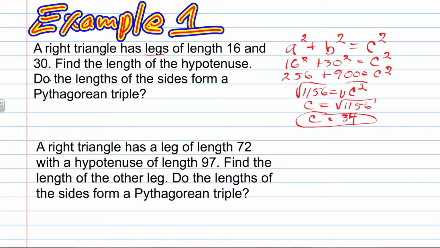Now to answer the question, do the lengths of the sides form a Pythagorean triple? In fact, they do form a Pythagorean triple because we started with two whole numbers, 16 and 30, and the last one is 34. And it's a whole number, so is it a Pythagorean triple? Yes, it is, because they are all whole numbers.